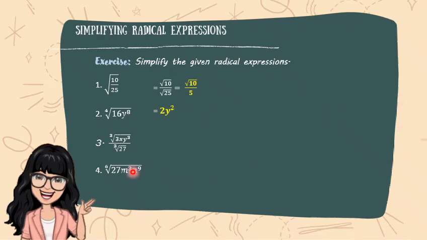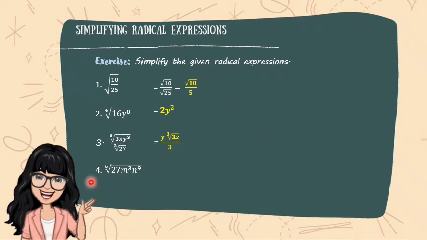Number 3. Cube root of 3xy cubed divided by cube root of 27. So cube root of 3xy cubed, the only perfect cube here is the y cubed. So we can get the cube root of y cubed, which is equal to y. So that is why y is outside the radical symbol. 3 is not a perfect cube, x is not a perfect cube, so we leave 3x inside the radical symbol. So for the numerator, we have y, cube root of 3x. Cube root of 27 is equal to 3 because 3 times 3 times 3 is equal to 27. So our final answer then would be y, cube root of 3x divided by 3.